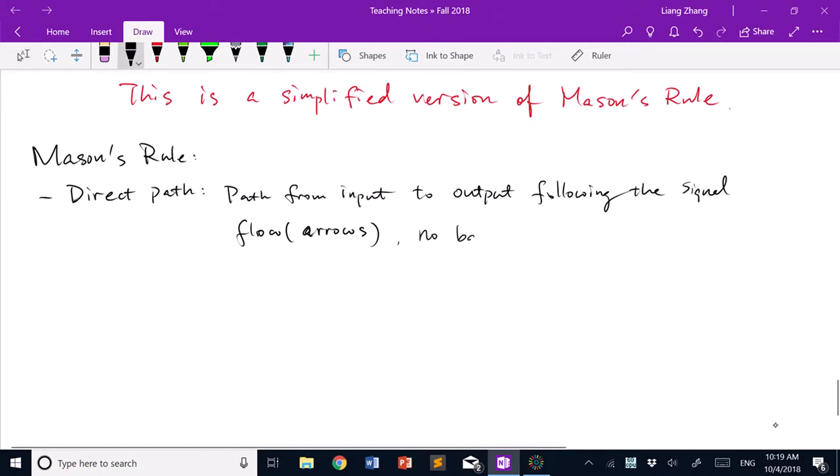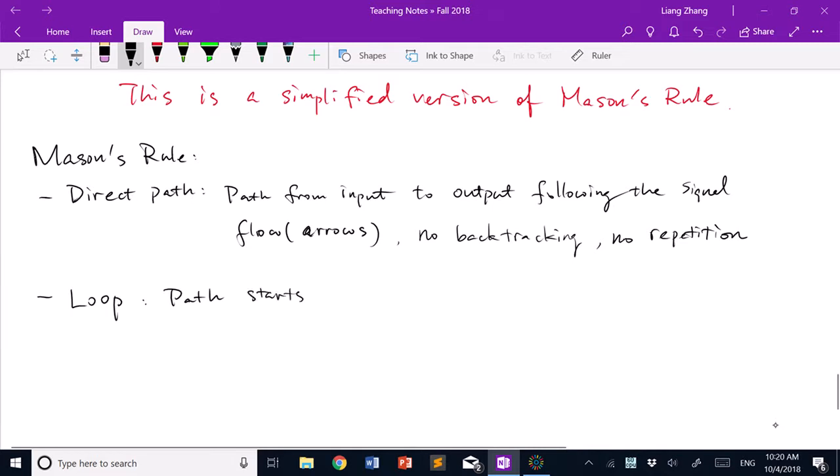Okay. So no backtracking, and no repetition. You cannot repeat a path. If you repeat, that's not a direct path, meaning you will basically enter a loop somewhere. So no backtracking, no repetition.